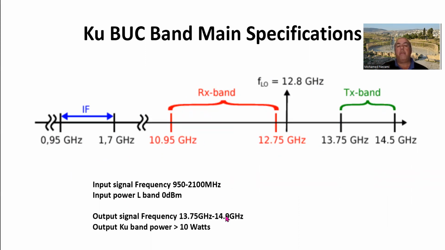So here are some rough specifications for the system that we're going to be designing today, starting out with an IF signal, which is 950 to 2100 in the L band with a power level of 0 dBm. This comes from the modulator, okay? And then we want to put that signal out at this frequency, and at a power level which is greater than 10 watts.